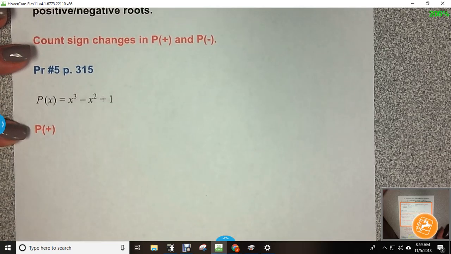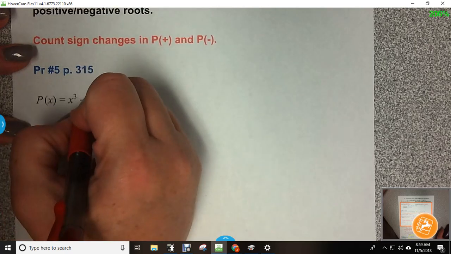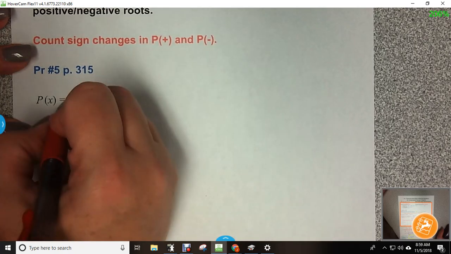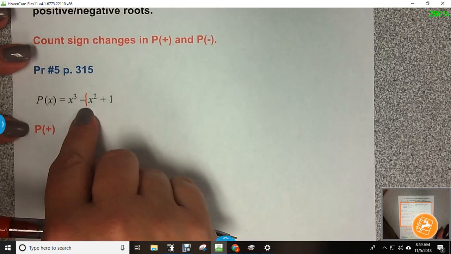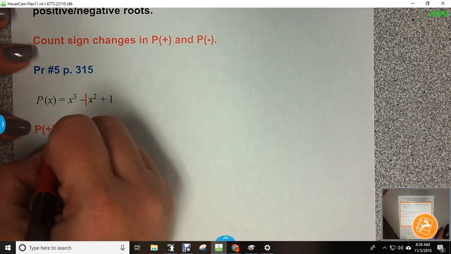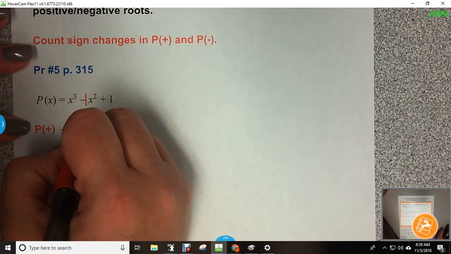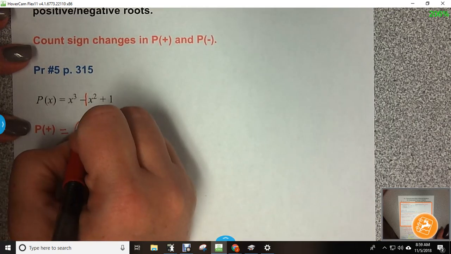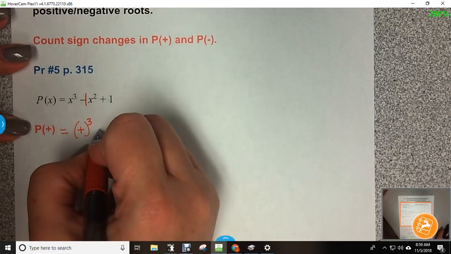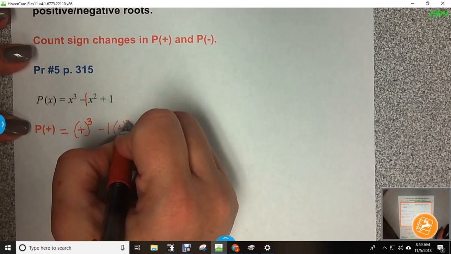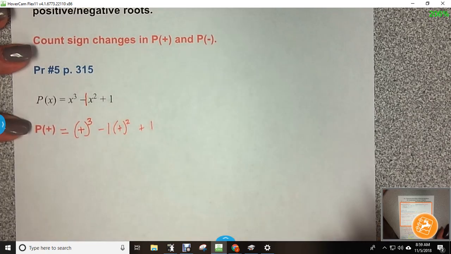P of x equals x to the third minus x squared plus 1. Here's where I would encourage you to go ahead and write a coefficient for any negative term. You can even do it for any positive term, but especially the negative ones. And what I'm going to do is take any positive number. I don't care what it is. I'm just going to put a positive number to the third power in place of my x. And then I have negative 1 times a positive number squared plus 1.